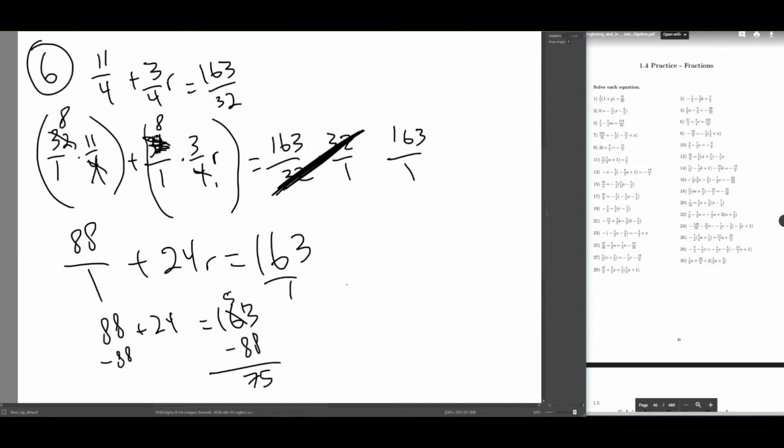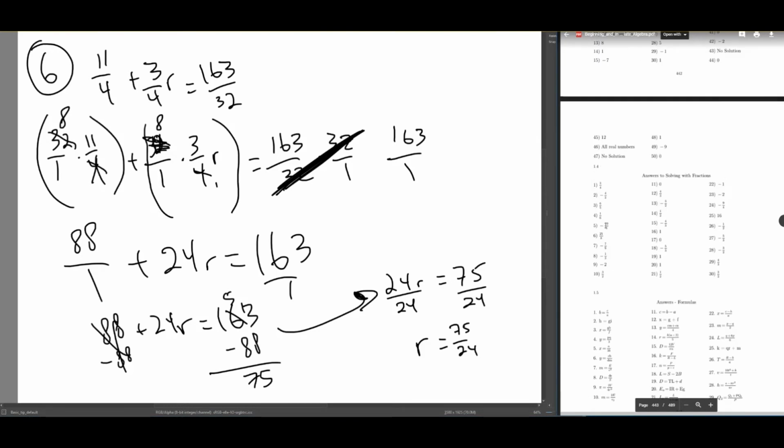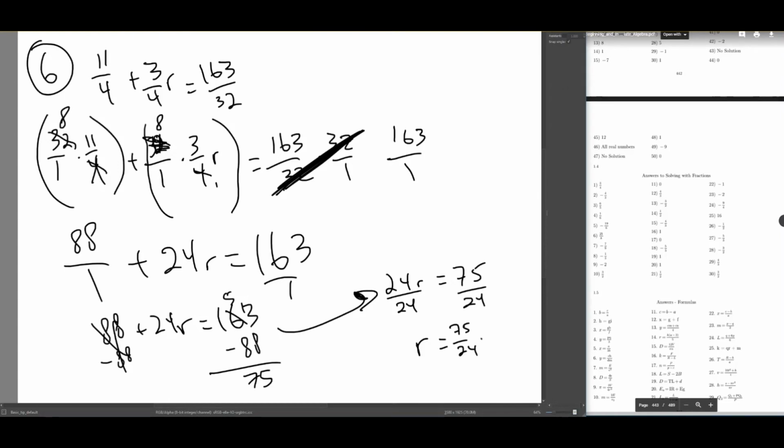Now to get rid of that 88, I've got to subtract 88. So hold on, because I'm not good at math. 163 minus 88 equals 75. All right. So this cancels out. 24r equals 75. I don't think we're going to get very far with that. Divide by 24 on both sides. And I get, am I tripping? Is this right? R equals 75 over 24.